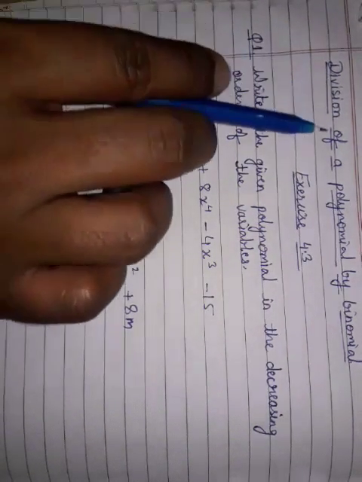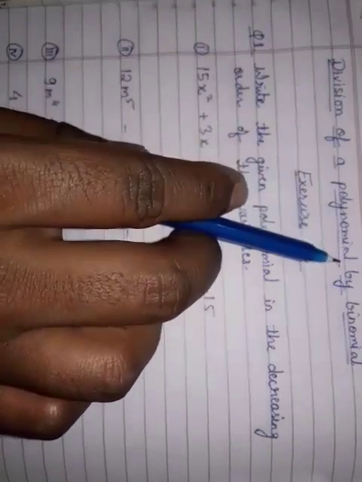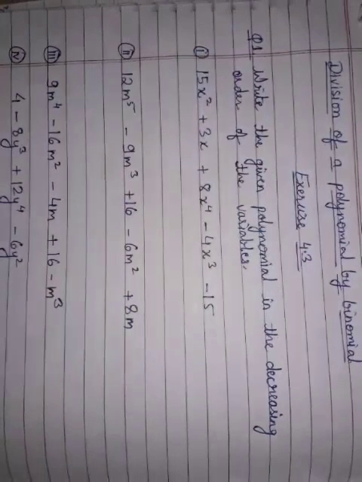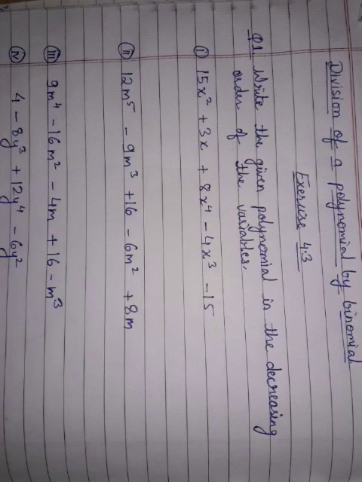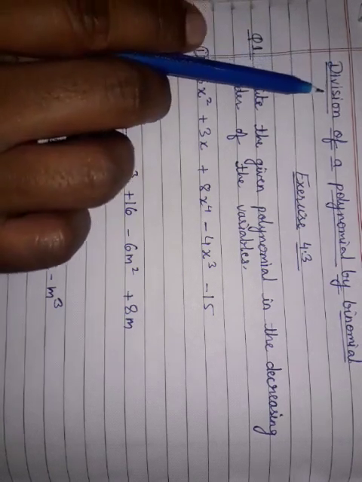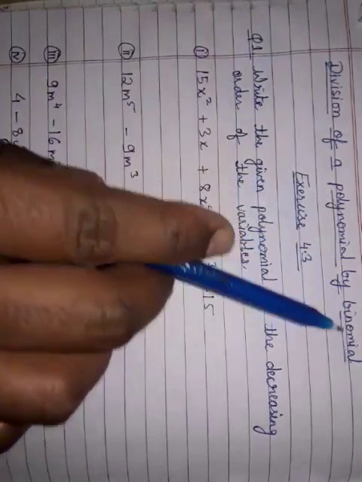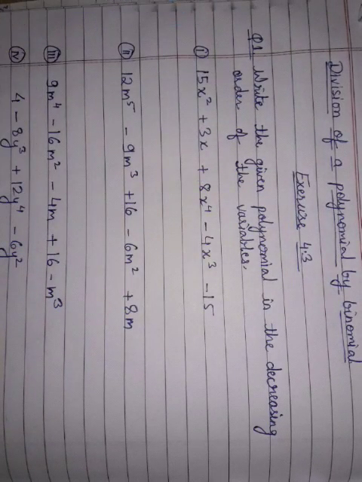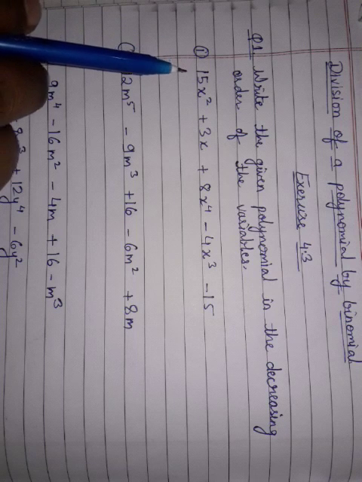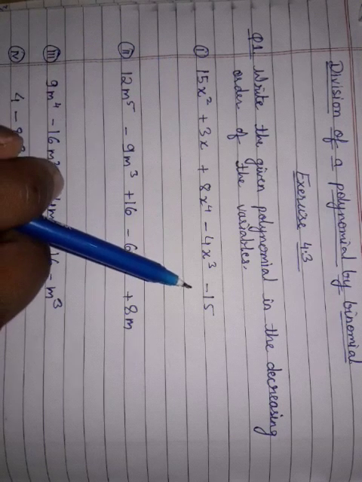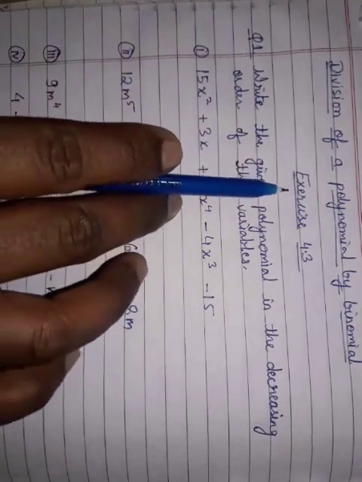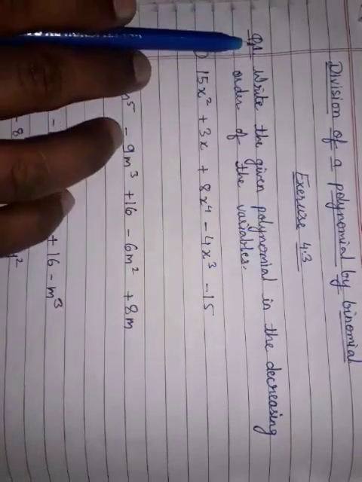Today we will see division of polynomial by binomial. Yesterday in the previous class we saw division of polynomial by monomial. Whenever we divide a polynomial by a binomial, first we have to make all the variables in decreasing order. So let us see exercise 4.3, question number 1.